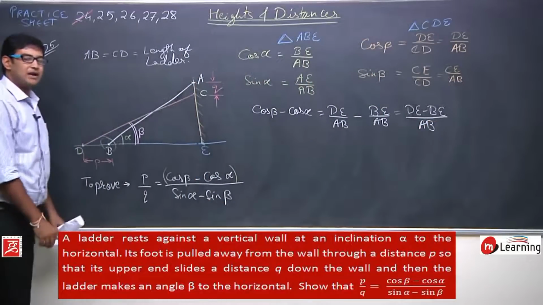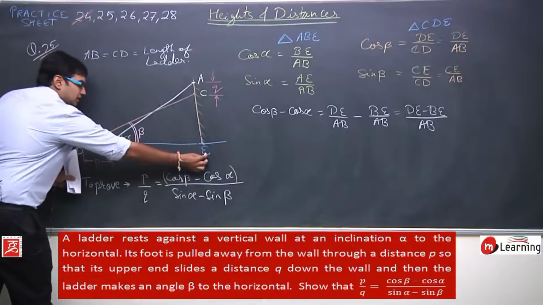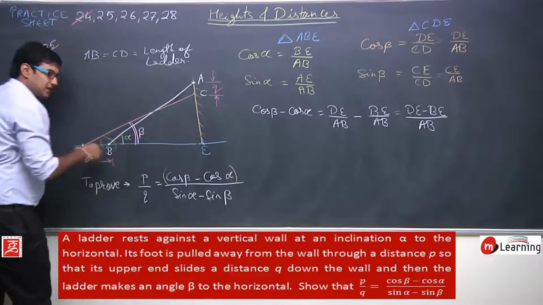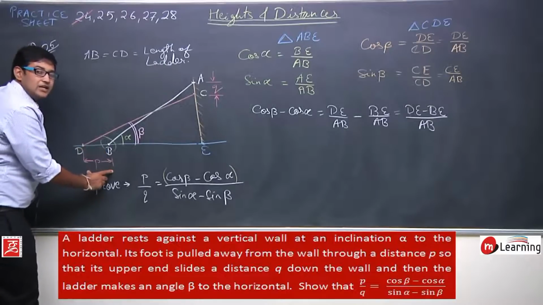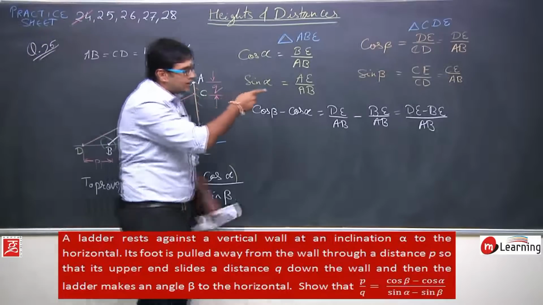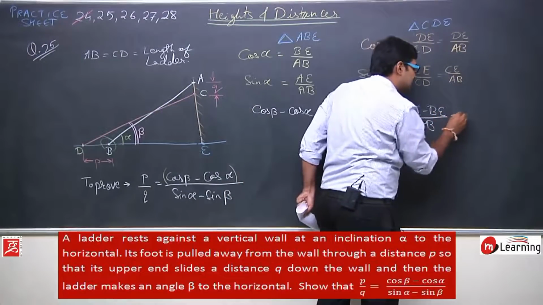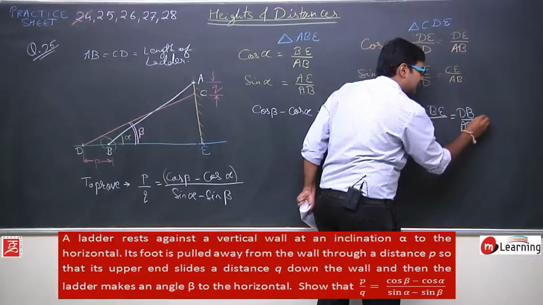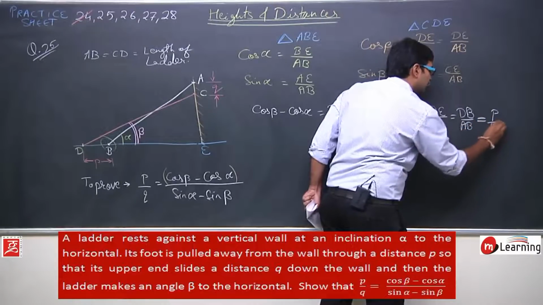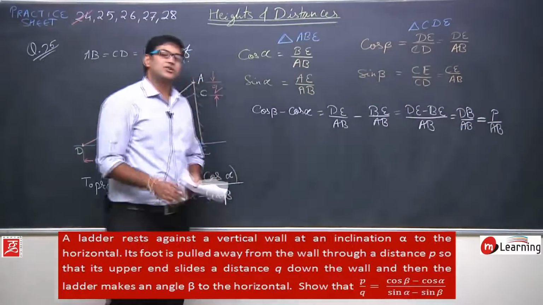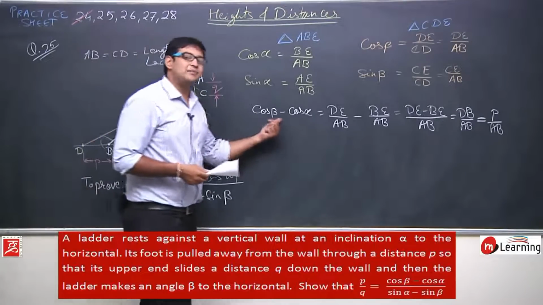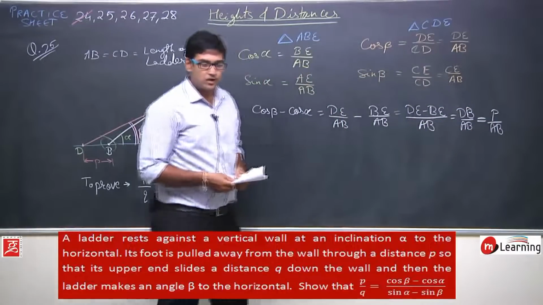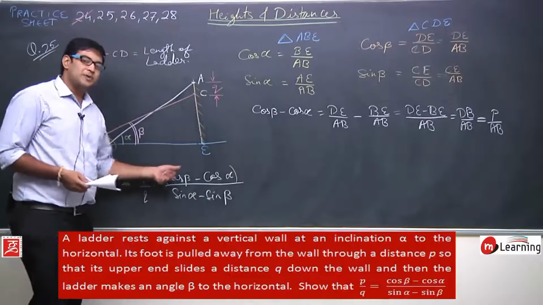Now what is DE minus BE? This length is DE and this length is BE. So if I subtract BE from this DE, I will get this, that is DB, and DB is P. So in place of DE minus BE, I can write DB upon AB, or P upon AB. So ultimately the value of cos beta minus cos alpha is P upon AB. So I have calculated cos beta minus cos alpha.